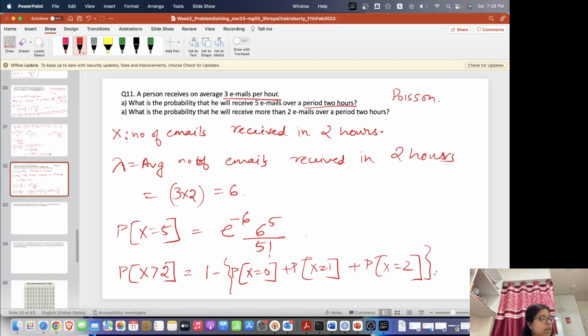So again similarly we are going to calculate. This will be 1 minus e to the power minus 6 6 to the power 0 by 0 factorial plus e to the power minus 6 6 to the power 1 by 1 factorial plus e to the power minus 6 6 to the power 2 by 2 factorial. Whatever we get, we'll subtract it from 1, and the final answer should be something around 0.93803.